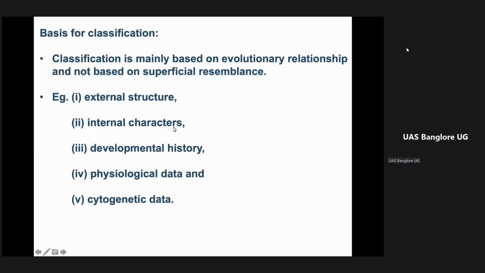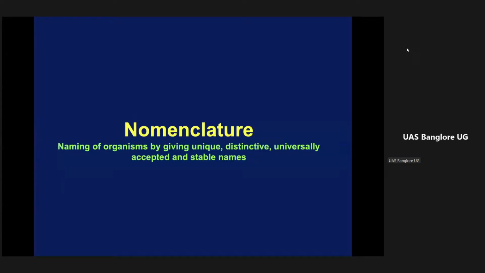Okay, so we are looking at a lot of structures, external structures, internal structures, development history, physiology, all those things, and we group them. So that is what taxonomy is. So alpha taxonomy, beta taxonomy, and gamma taxonomy, 3 levels. This is what is meant by taxonomy. Taxonomy is nothing but giving a name.